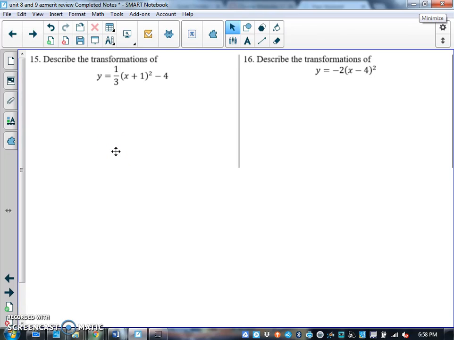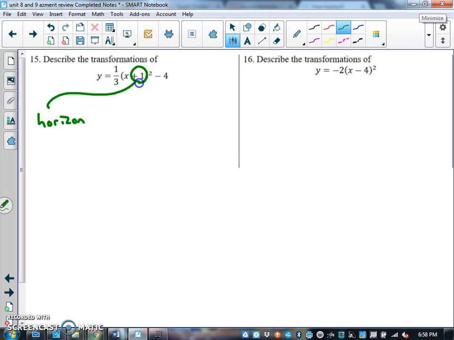Okay, so let's take a look at the example that describes the transformations of the function y equals 1/3 times (x plus 1) quantity squared minus 4. All right, so we know a couple things here. Let's start with our h and k transformations, our horizontal and vertical transformations. Whenever we have anything inside the parentheses here, this is part of a horizontal transformation. Horizontal transformation, that's left to right. And when we have x plus 1, that is going to be a transformation to the left 1.